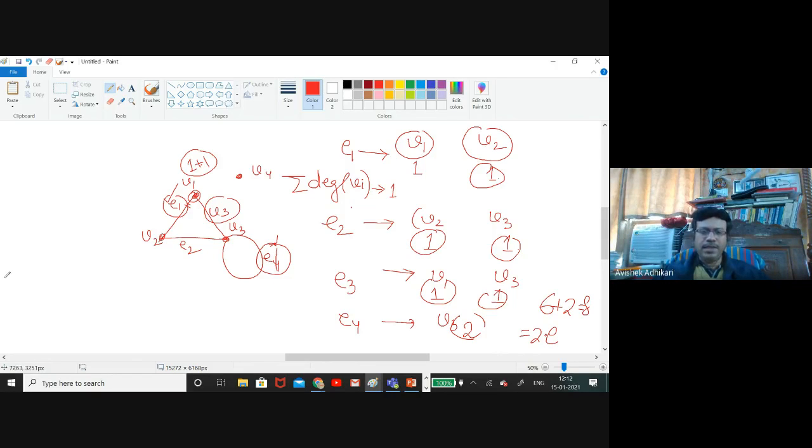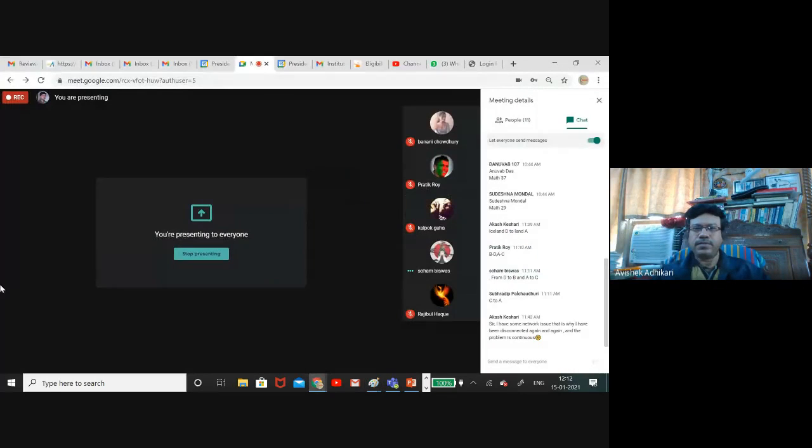So either it will contribute 1, or it will contribute 2, or it will contribute 0 to one edge, depending on whether it's a loop, or an isolated vertex, or a normal edge. Depending on that, the sum has the formula. Is it clear to all of you? Is there any doubt or question?